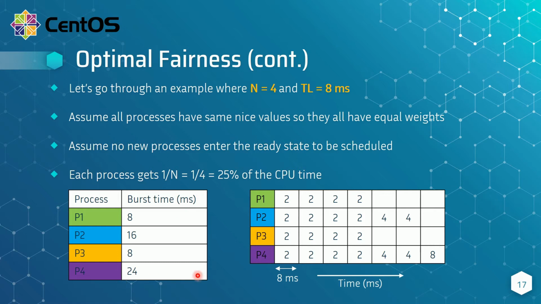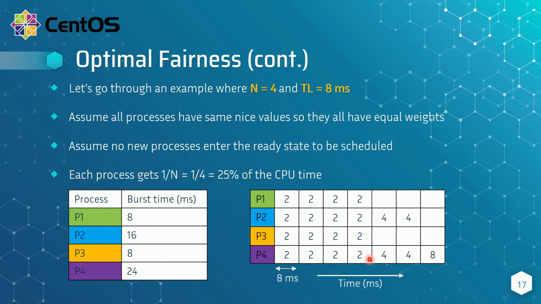Here you'll see the burst time that's required for each of the processes to finish executing. Here's a timeline of how each TL is broken down. So you see that we try to give each process a fair share of the time. So 2 milliseconds, 2 milliseconds, 2 milliseconds, 2 milliseconds. And this makes up the 8 milliseconds of the target latency. And this will go until process 1 and process 3 finish at 8 milliseconds. So you see this adds up to 8 and this also adds up to 8.